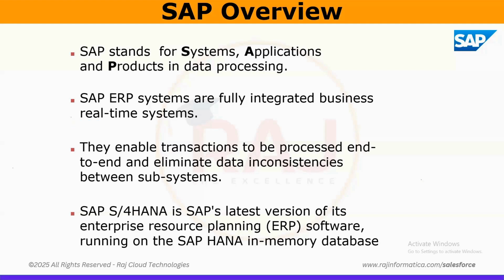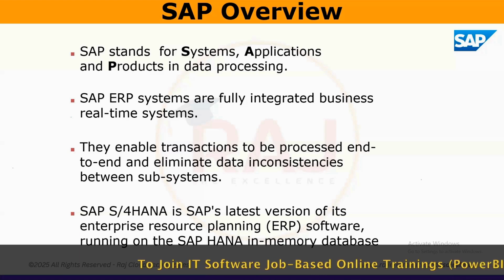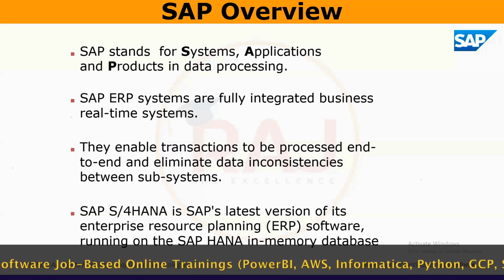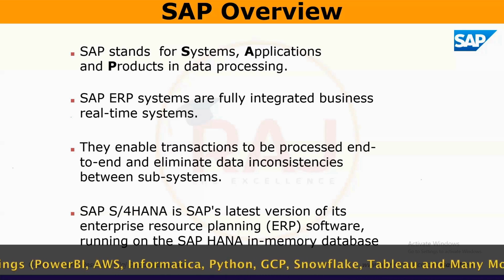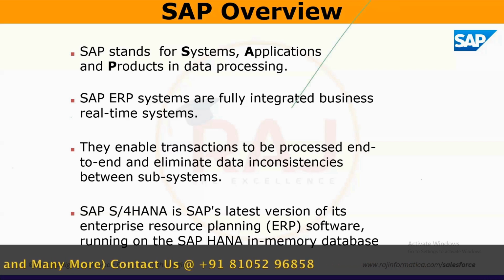But when we talk about SAP or any ERP system, ERP stands for Enterprise Resource Planning. It is a system which allows you to use the same software in all the departments of a company. So it gives you the benefit of accessing all the transactions and reports, and you can cover end-to-end checking of your transactions and end-to-end processes in an ERP system. SAP is one of the ERP systems which is fully integrated with real-time business scenarios. It enables transactions to be processed end-to-end and eliminates data inconsistency between the subsystems.